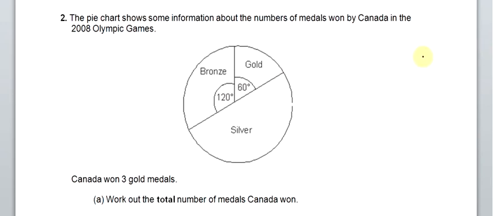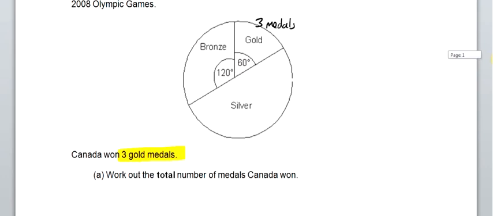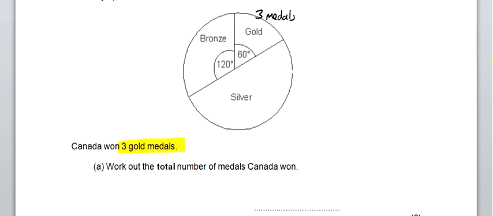Right, pie chart. This pie chart shows some information about the numbers of medals won by Canada in the 2008 Olympic Games. Canada won 3 gold medals. Right, so the first thing I'm going to do is just write that information on the chart. So there's 3 medals here in the gold section. Work out the total number of medals Canada won.